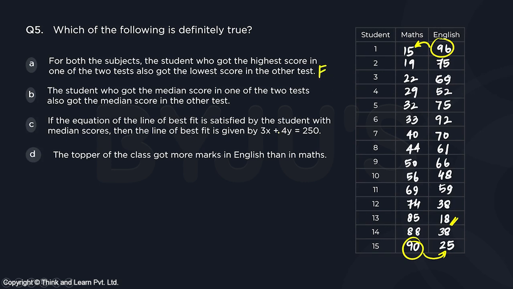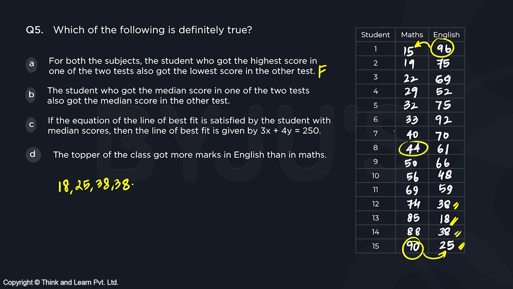Next, the student who got the median score in one of the two tests also got the median score in the other test. Okay, if you look at maths, that was median for sure, which will be 44. Let's see if English score 61 is the median. So 96, 75, 69, 92. Okay, either let's count the highest values or the lowest values. So let's write down the lowest values. We have 18, then we have 25. And after 25, we have 2 38s. So 1, 2, 3, 4 done.